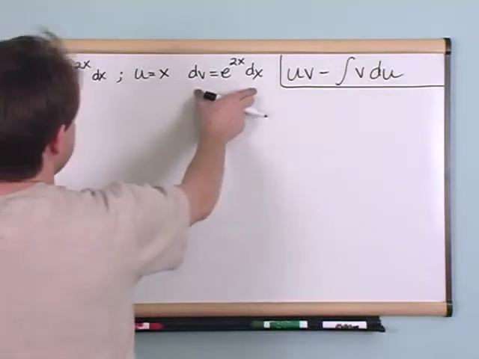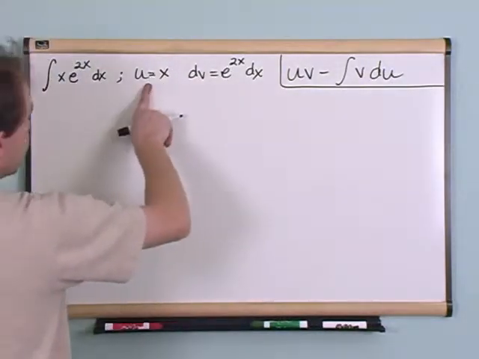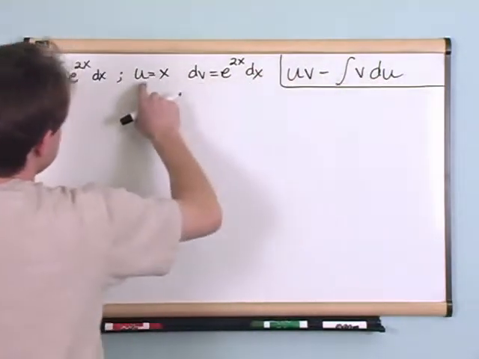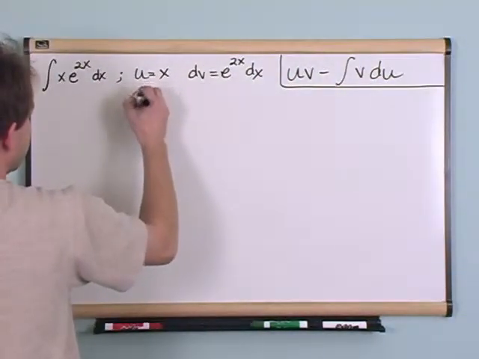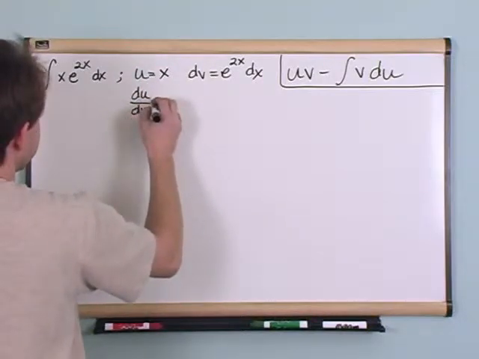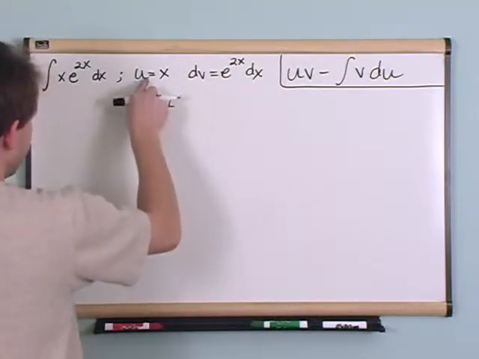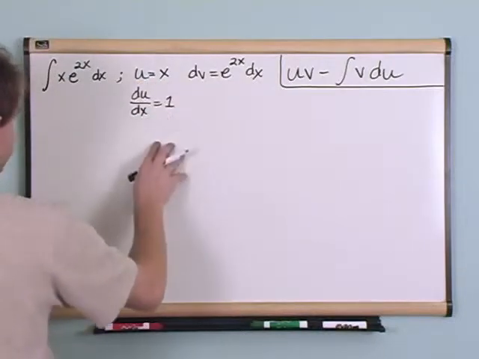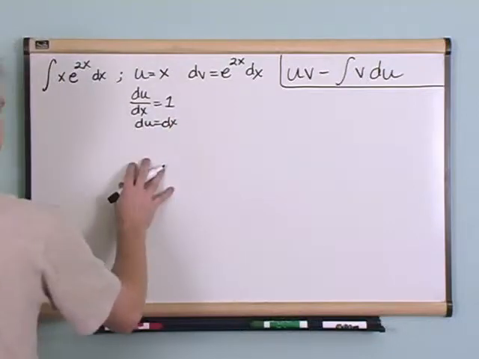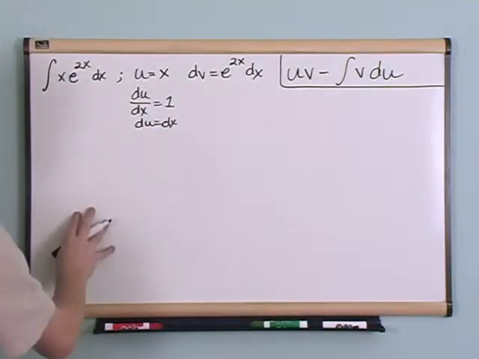Once you write your u and your dv, the next thing you need to figure out is what du is, because notice the answer is going to have a du in it. Just work with me here. du with respect to x is equal to 1. If you just take the derivative of this, you just get 1. So then du is equal to dx. Okay? So that's easy. You've got that.